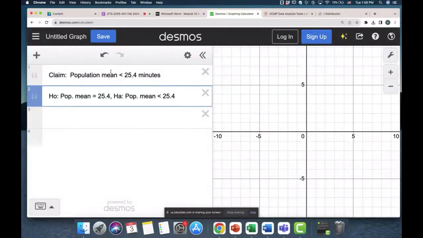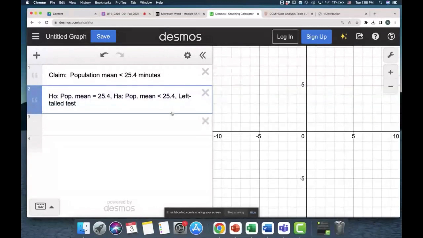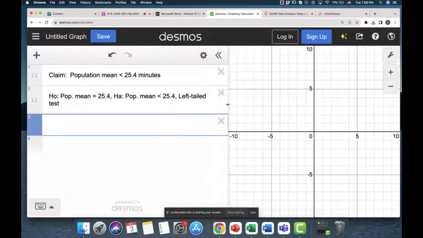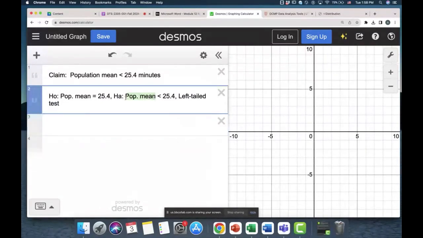So here basically the claim that the population mean is less than 25.4 will be the alternative, and the null always has an equal sign. Because we have a less than sign, we're going to do a left-tailed test, and the type of test determines how we compute the p-value, which we'll do once we get to that step. So we have our hypotheses. The null has an equal, the alternative has a less than. Population mean is mu, right? The Greek letter mu, but I can't put that here, so I'll just write population mean for mu.